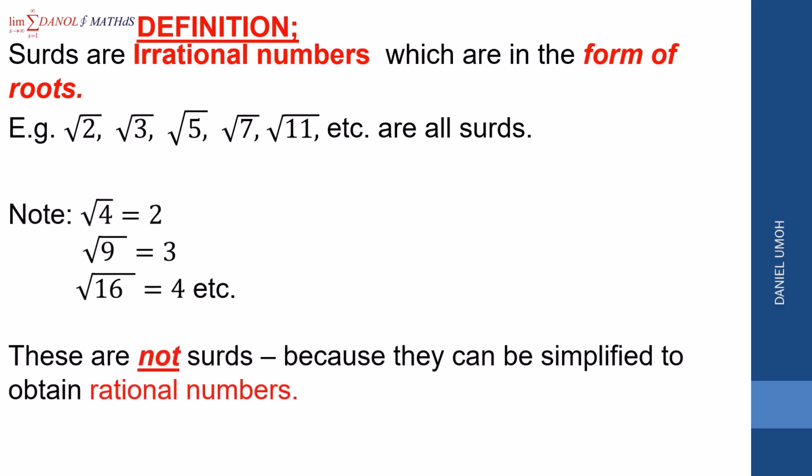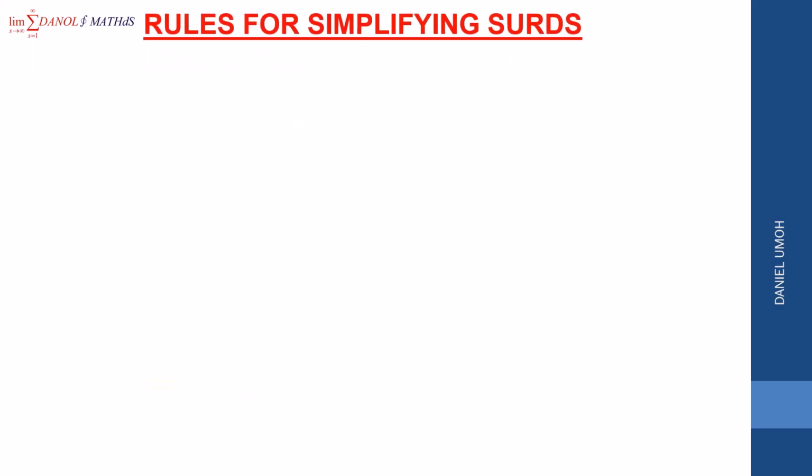Square root of 4 is not a surd because square root of 4 is 2, and the answer we get here is a rational number. So we can't say that square root of 4 is a surd. Example again, square root of 9 is equal to 3, so it is not a surd. Square root of 16 is equal to 4. It's not a surd. So I want you to note, these are not surds. Why? Because when we simplify them, we simply obtain what? Rational numbers.